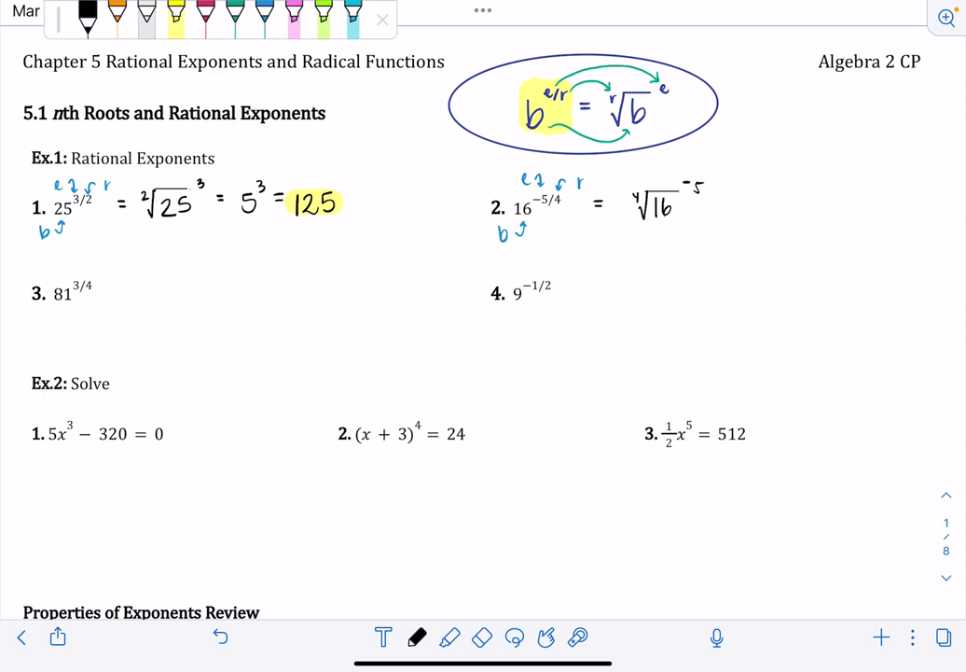So the 4th root of 16, that's asking what number times itself 4 times equals 16, and that's 2. So the 4th root of 16 is 2, raised to the negative 5th power. And then when we have a negative exponent, we have to take the reciprocal of the base. So the base of this exponent is 2 or 2 over 1. The reciprocal of it would be 1/2. So this would flip down here, and this would become 1 over 2 to the 5th. And then 1 over 2 to the 5th becomes 1 over 32.